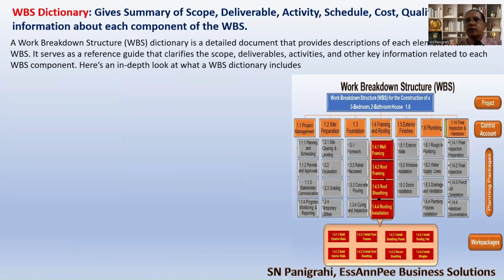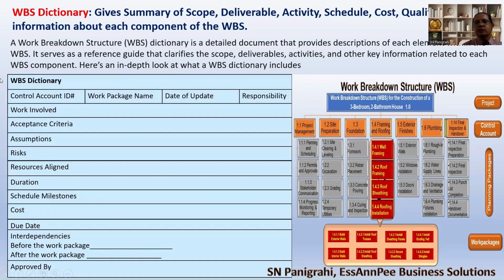So once we are done with the WBS, we also have to create a WBS dictionary. The WBS dictionary is a summary about the scope, deliverables, activities, schedule, cost, quality, and other aspects of each of the work packages. You see at the bottom of the WBS, we have the work packages. For each of the work packages, we have to create a summary note like this.